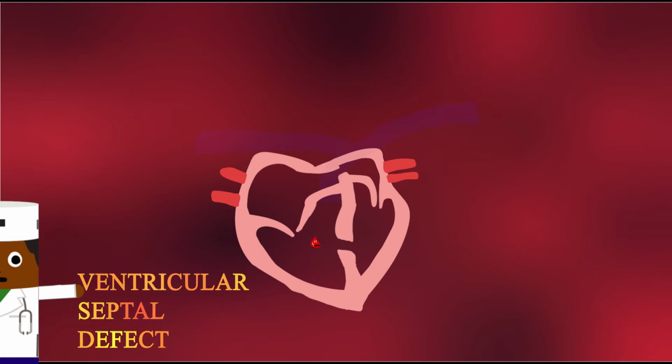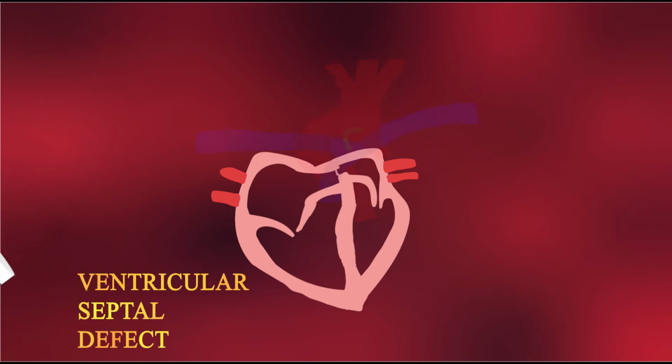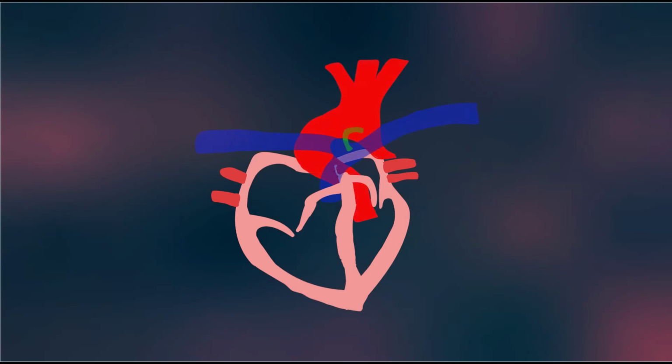These atrial and ventricular septal defects lead to the mixing of oxygenated and deoxygenated blood in the adult heart. That makes it an inefficient system. Now, let's talk about the tubes or the great vessels of the heart.